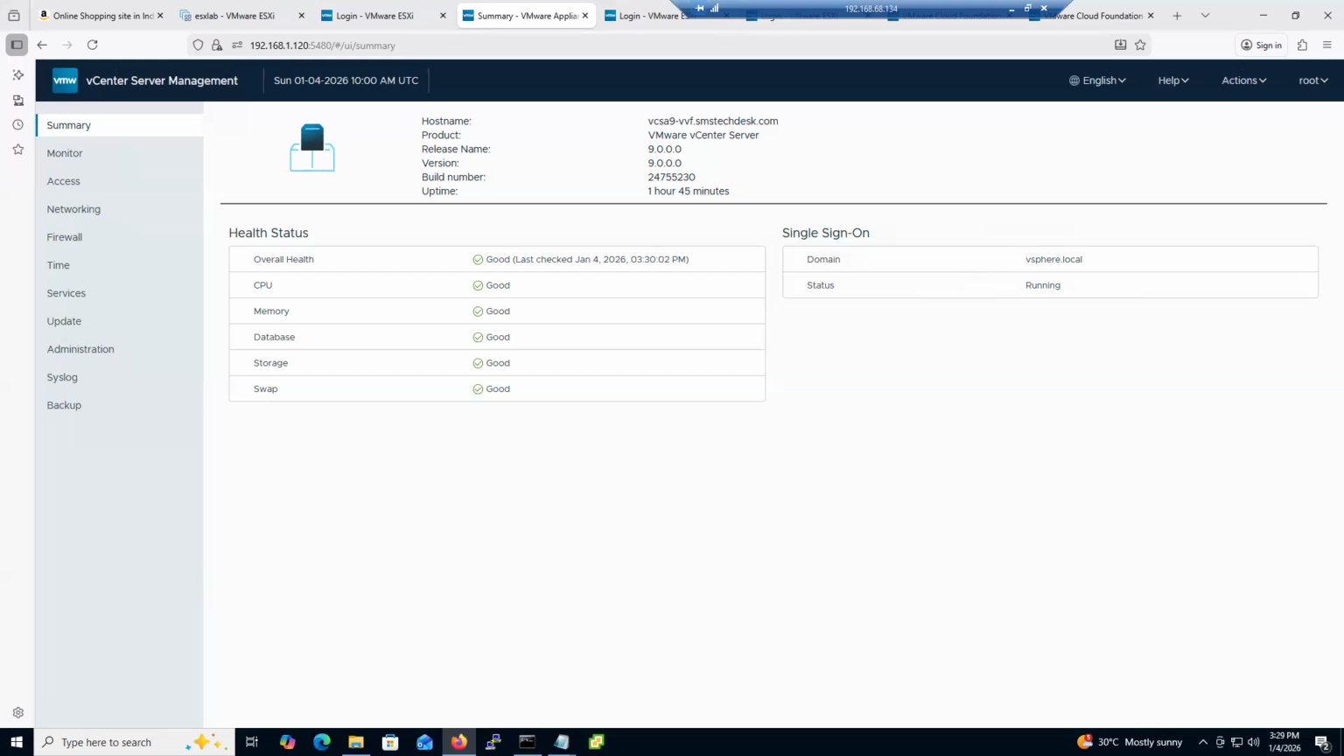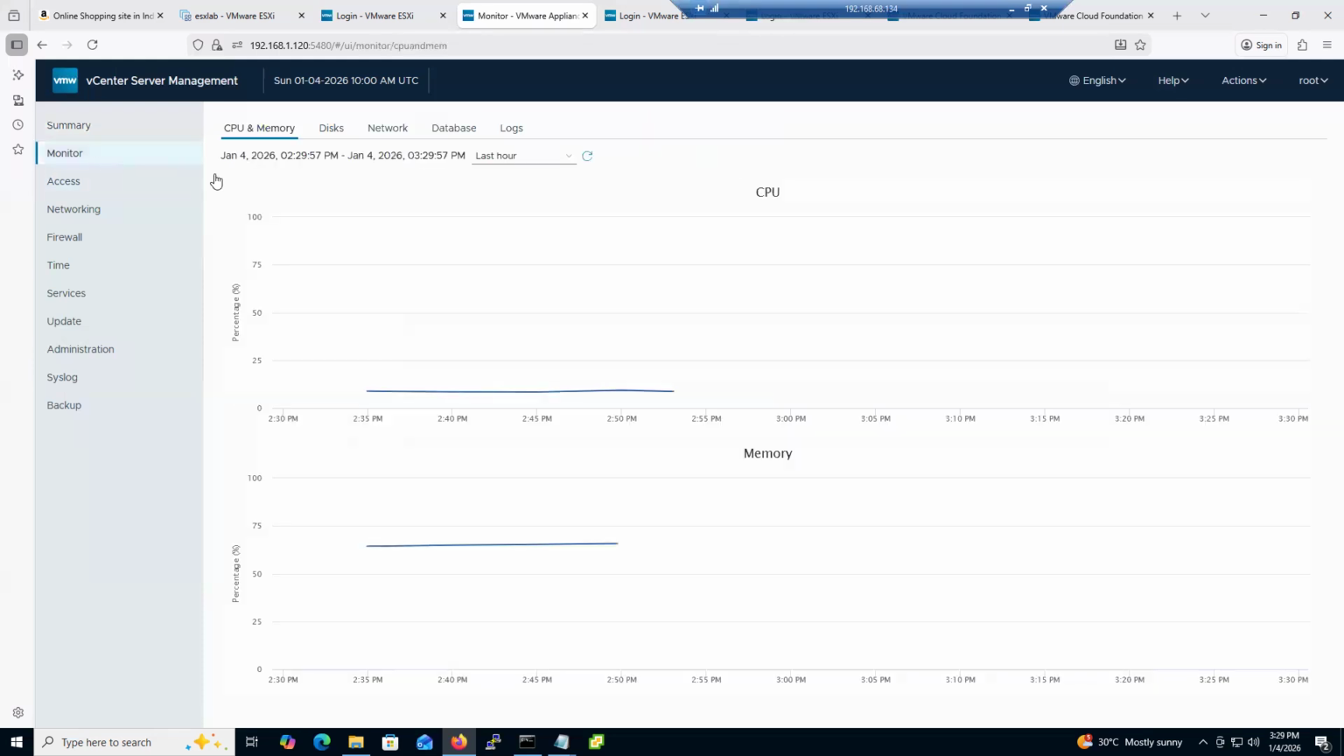Okay, so this is about the summary page. Apart from that, at the top, you can find the host name, then product is VMware vCenter Server, release name 9.0, version 9.0, build number, and uptime. Its uptime is about 1 hour 45 minutes, right? So we covered almost the summary page here. Let's move on to this monitor option.